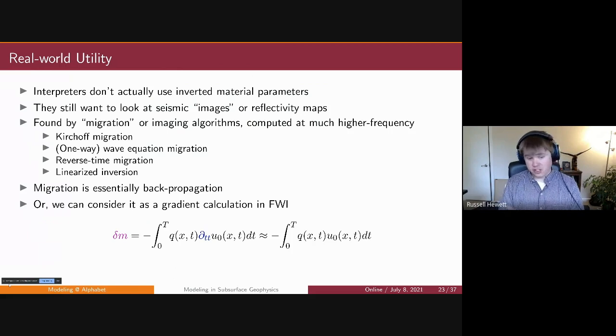This migration procedure is essentially backpropagation. You could think of it as a gradient calculation in FWI. For example, I said for this other equation, my gradient is the correlation between the adjoint field and the second derivative of the incident field. Well, what's a couple of derivatives between friends? The correlation between the adjoint field and the incident field itself is going to be close enough in a lot of ways. It takes the additional wiggles that the second derivative would induce out of the picture, and hopefully provides a slightly more accurate reflectivity map.